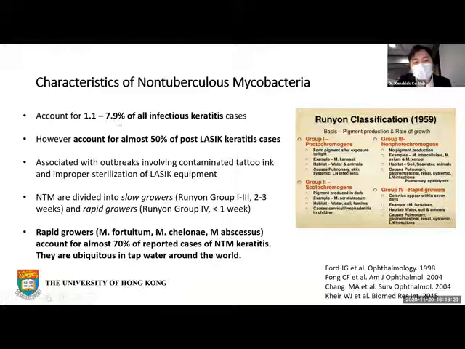They do account for a minor proportion of infectious keratitis, but they account for almost 50% of post-LASIK keratitis. I think one of the reasons is because of the use of broad-spectrum antibiotics after LASIK, so removing most of the common infections that we see. So we do see outbreaks related to improper sterilization of LASIK equipment and techniques. And especially the rapid growers are the ones that we're concerned with, fortuitum, chelonae, and also abscessus. And they account for about 70% of these keratitis cases in the world.